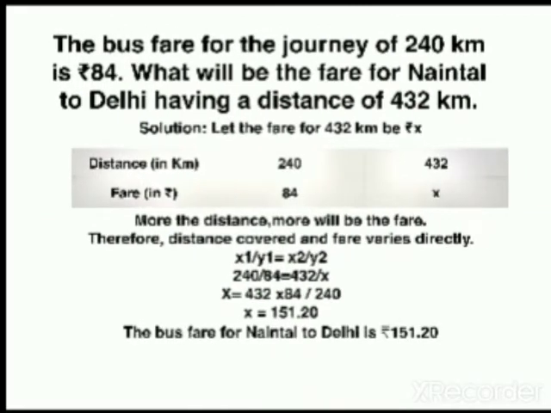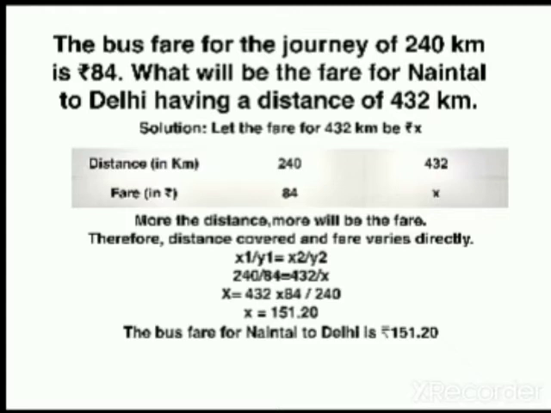Now let's see an example. The bus fare for a journey of 240 kilometers is rupees 84. What will be the bus fare from Nainital to Delhi, having a distance of 432 kilometers? For this you have to make this type of solution. First, let the fare for 432 kilometers be x. Make this table of distance and fare. 240 kilometers fare is 84 rupees, and for 432 kilometers the fare is x.